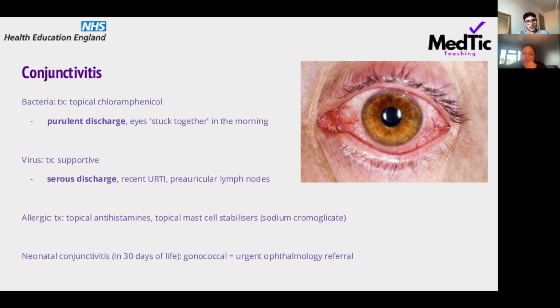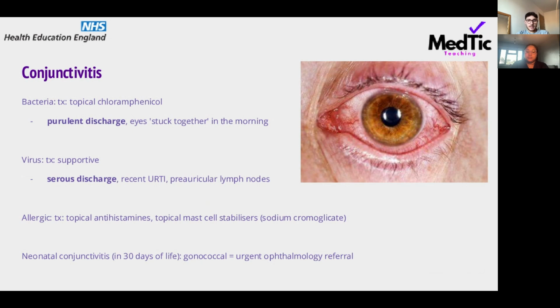You also can get allergic, which is hay fever or dust. And with the presentation, it didn't seem like an allergic cause. He didn't have any history. It was quite sudden. So it wouldn't be suitable to treat with topical antihistamines or topical mast cell stabilizers.